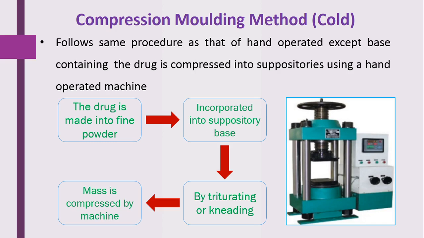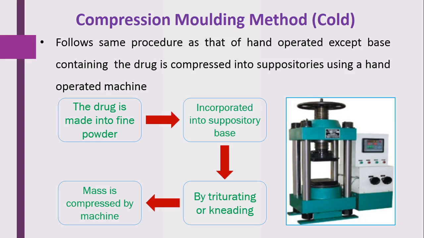You just remember the procedure involved up to the mass preparation is the same as the hand molding method for the preparation of suppositories. Only after the preparation of the mass, that mass is filled into the cylinder and this cylinder is placed for the compression purpose, so that it is compressed by using this compression machine. Like by using these steps, suppositories are prepared by using this particular method, that is the compression molding method.